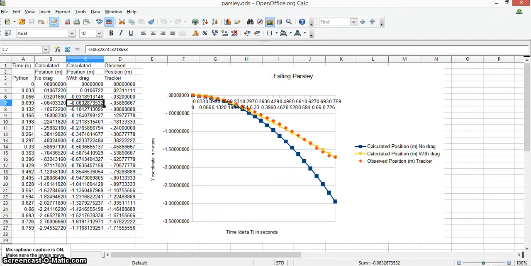I used a spreadsheet program to create a line graph to compare my experimental data with the data produced by each version of my computer model. The orange diamonds are the experimental data. The blue line is the model position without considering drag force, and the yellow line is the model position including the drag force. As expected, the model position without the drag force shows the parsley falling much faster than the initial result. However, the model position with the drag force included is a pretty good match to the experimental data.